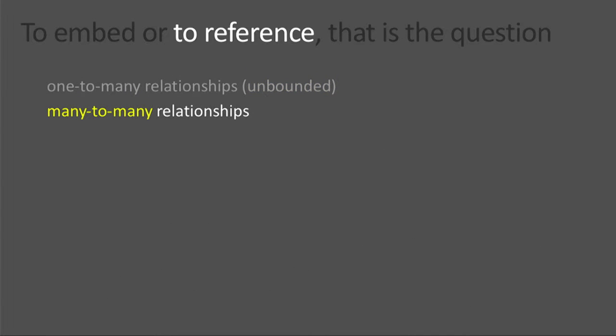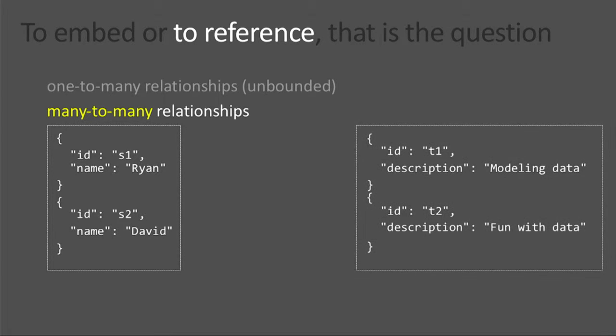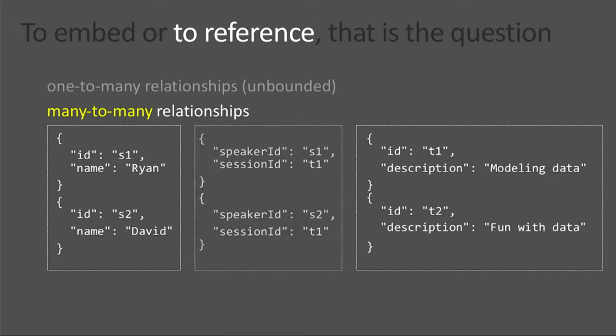So another signal that says maybe we reference is many-to-many relationships. So what do we mean by that? Well, here we have some speakers. So we have Ryan and David as speakers, and then we have some sessions that we're giving talks on. It's entirely possible that one speaker will have multiple sessions to give talks at. One session will have multiple speakers, so you have that many-to-many relationship, and that's what we're showing in the middle.